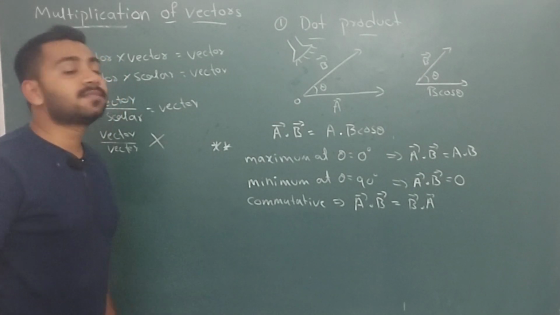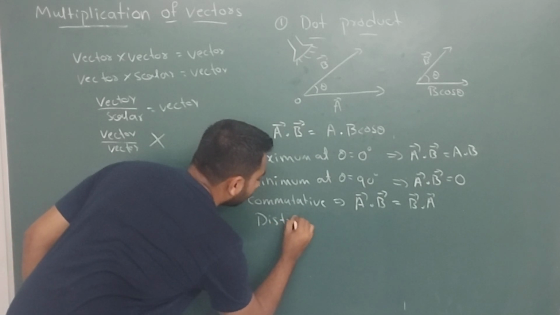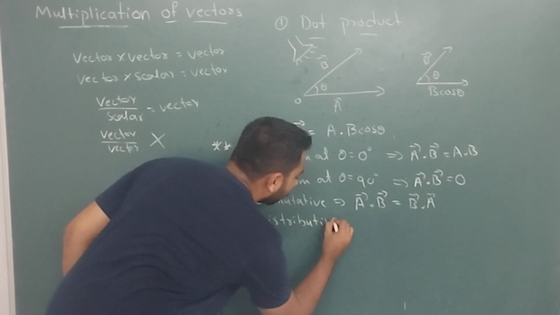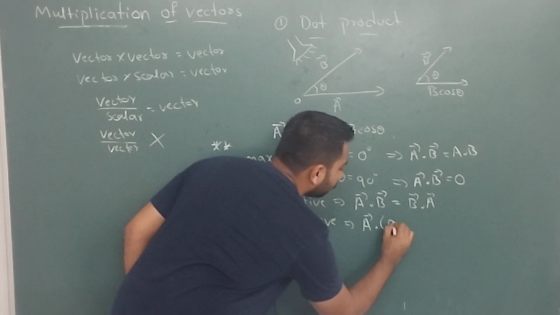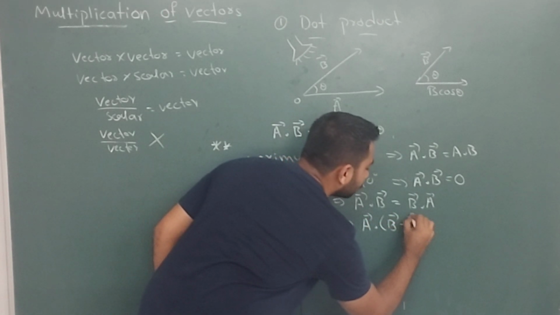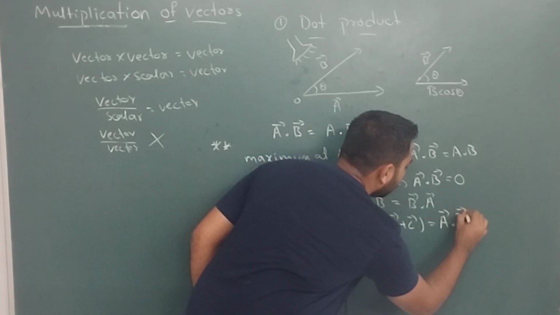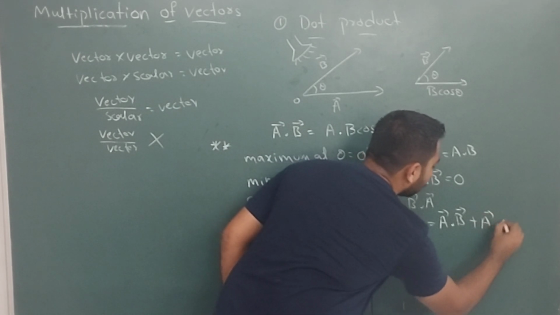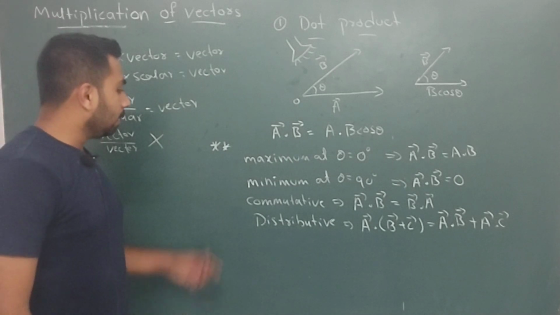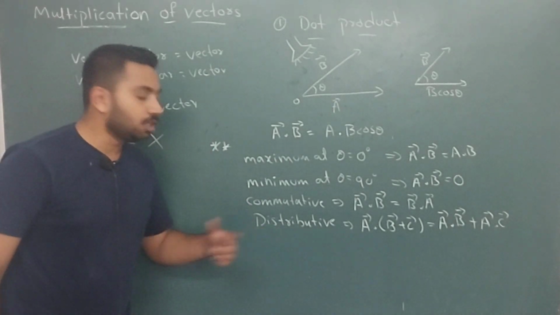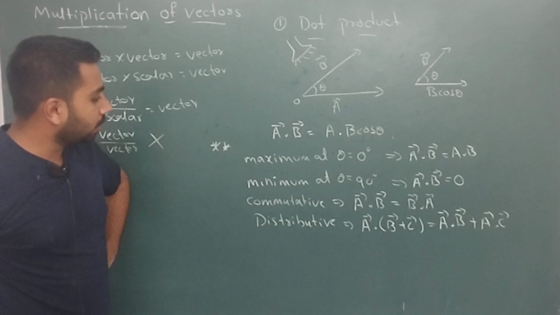And it even follows the distributive law also. What does it say? It distributes equally with each other. Vector A dot (vector B plus vector C) equals vector A dot vector B plus vector A dot vector C. Simple case: maximum, minimum, commutative, distributive law. It follows the distributive law.